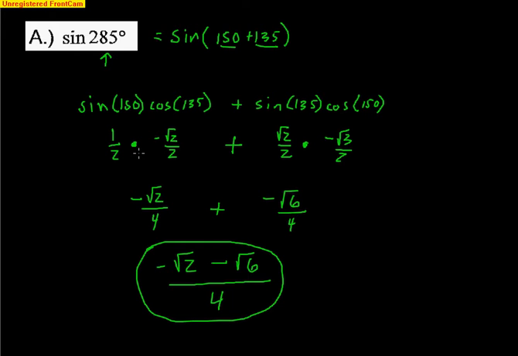If you want to check it, go ahead and put yourself in degree mode. Type in sine of 285 degrees. You're going to get a weird decimal. And then confirm that negative radical 2 minus radical 6 divided by 4 is that same value.